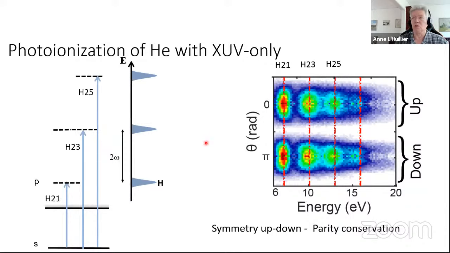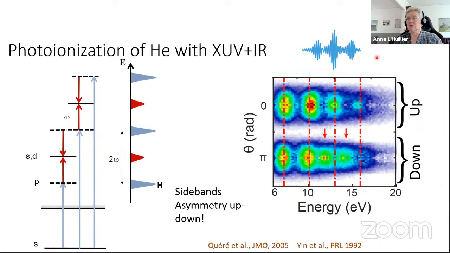Now, what happens when we put the infrared field? And first, let's consider the 3-pulse case. So here, we expect to see sidebands. We do see sidebands, but only, as you see here, in the down direction. So no sidebands visible in the up direction. So what is the reason for this asymmetry?